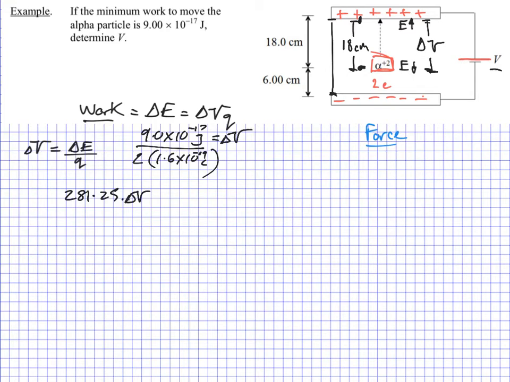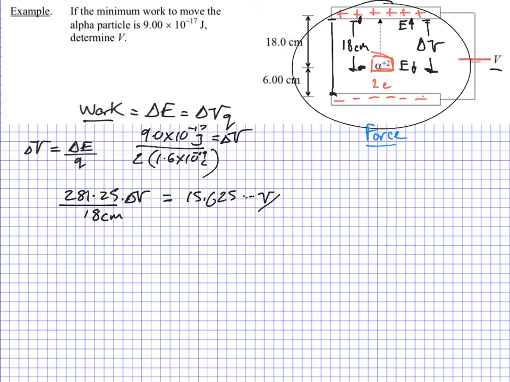And now I'm going to divide that per centimeter. So it moved 18 centimeters. That tells me that for every centimeter in this particular system, I'm going to have 15.625 something volts. That's going to be volts per centimeter. Well, how many centimeters do I have in total?